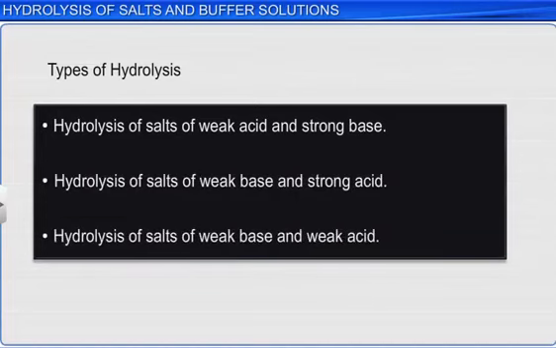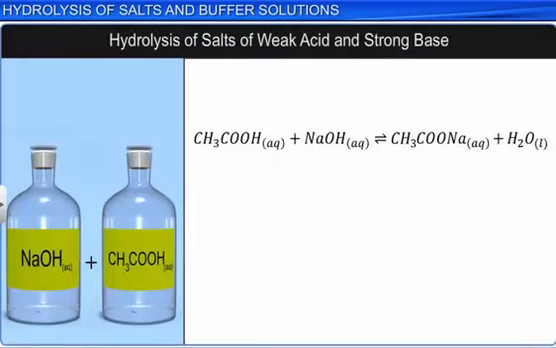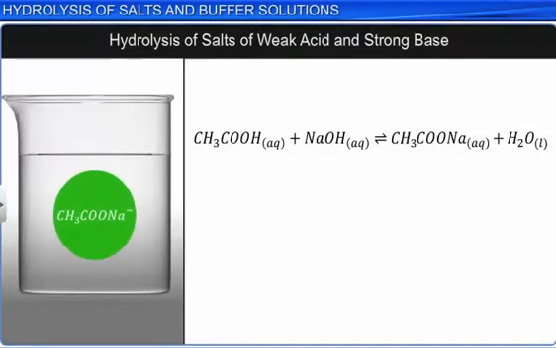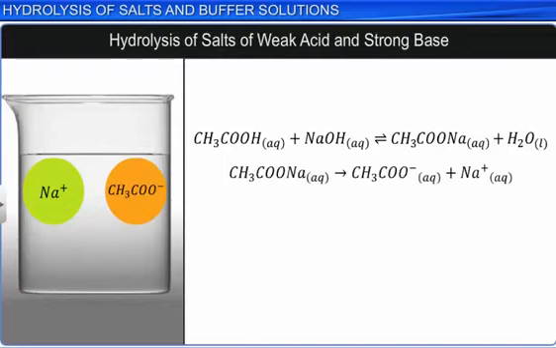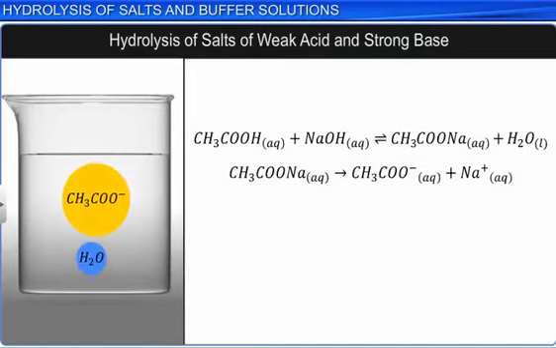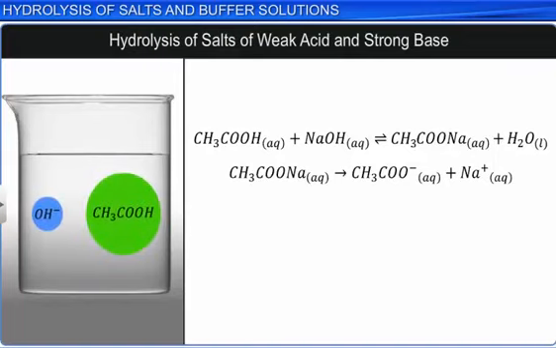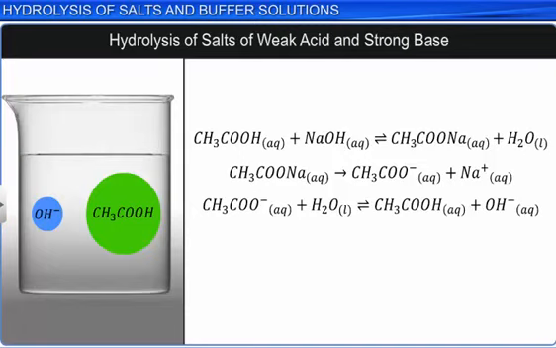Sodium acetate is a salt of weak acetic acid and strong sodium hydroxide base. It undergoes complete ionization in water to give acetate ions and sodium ions. The acetate ion, being a strong conjugate base of a weak acid, undergoes hydrolysis in an aqueous solution to produce OH- ions. Hence, its solution is basic. That is, its pH lies above 7.